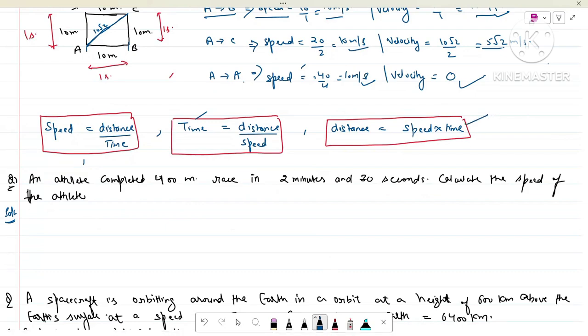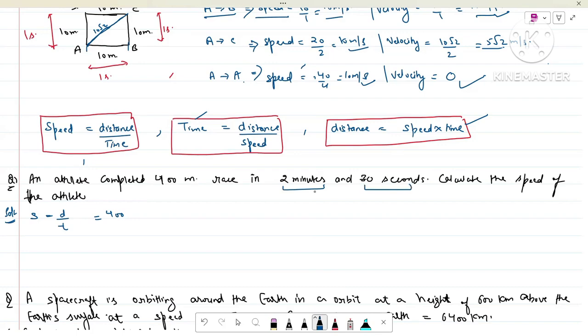Okay, let's solve one question. An athlete completed a 400-meter race in 2 minutes and 30 seconds. Calculate the speed of the athlete. Okay, we know that speed is given as distance upon time. Now, distance covered is 400 meter given. Time here is given as 2 minutes and 30 seconds.